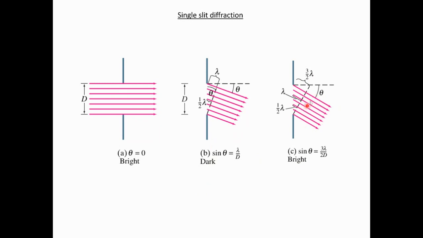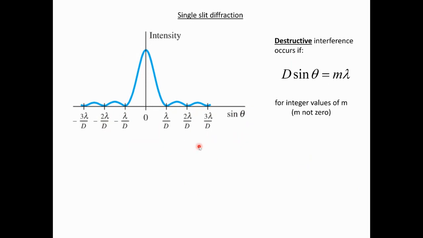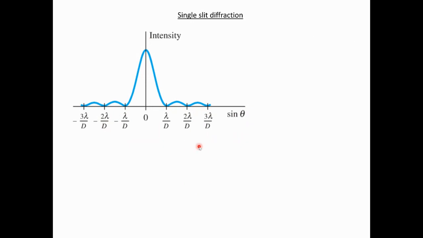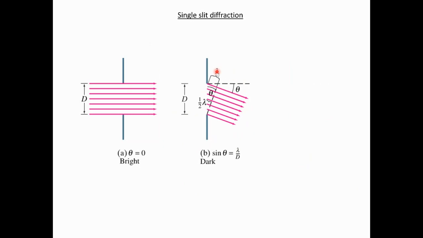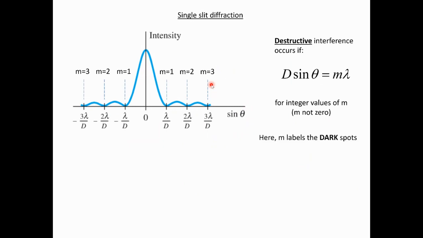For these top 2/3, you have the same argument as I had in the middle here, and then you have these other ones left over. So you get a pattern that looks like this: a very strong bright spot in the middle, and then weaker bright spots farther out. The equation follows by setting this extra distance for a dark spot equal to a wavelength. So you get the same equation, except that it gives you the dark spots.